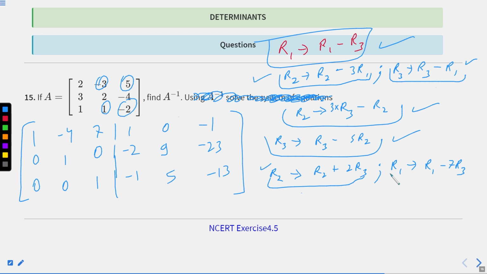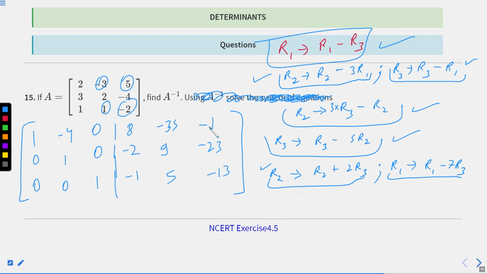Done. Now what about this? R1 will be R1 minus 7 R3. So 1 minus 7 times 1, you will have 0. So this will be 0. Now 1 minus 7 times R3, which is minus 1. So this will be 1 plus 7, which means 8. Now 0 minus 7 times 5 means minus 35. So far so good.